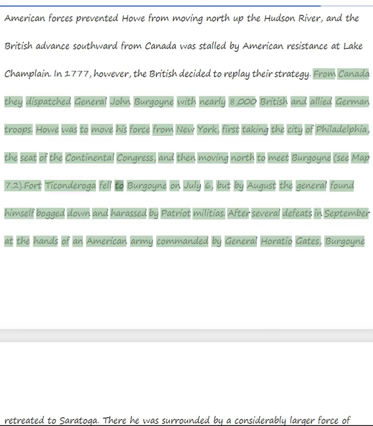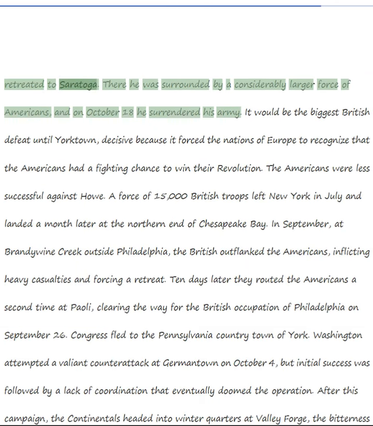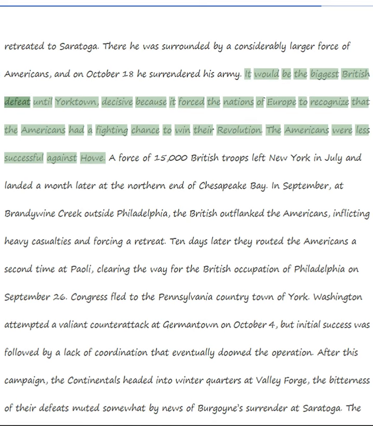Fort Ticonderoga fell to Burgoyne on July 6, but by August the general found himself bogged down and harassed by Patriot militias. After several defeats in September at the hands of an American army commanded by General Horatio Gates, Burgoyne retreated to Saratoga. There he was surrounded by a considerably larger force of Americans, and on October 18 he surrendered his army. It would be the biggest British defeat until Yorktown, decisive because it forced the nations of Europe to recognize that the Americans had a fighting chance to win their revolution.